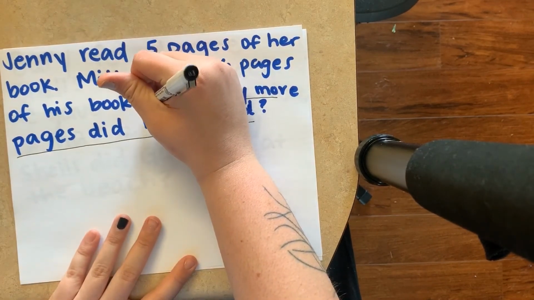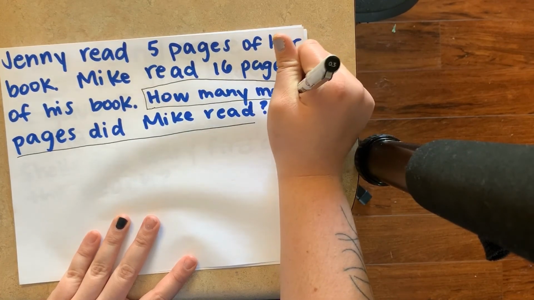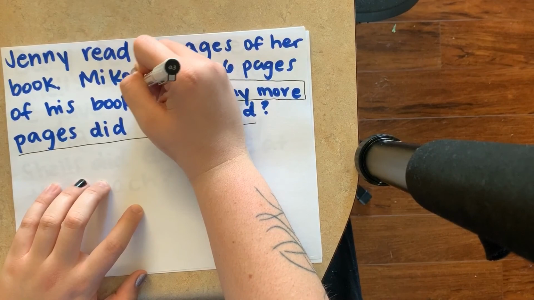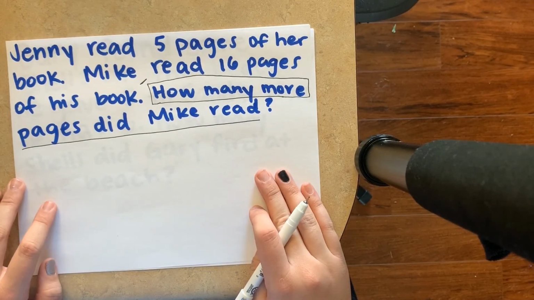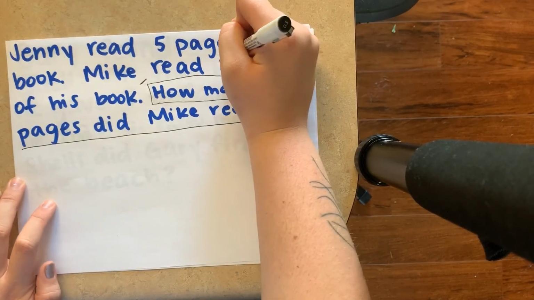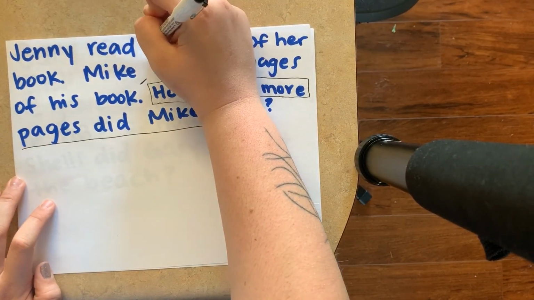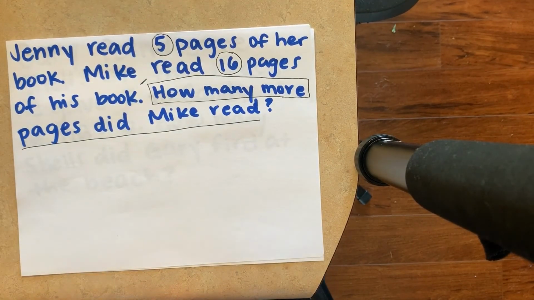So we've got some important words right here. How many more? How many more tells us that we are going to subtract. So we just have to figure out what numbers we're going to subtract. Well, we have the number 16 and we have the number 5. I want you to pause the video now and try to solve this on your own.